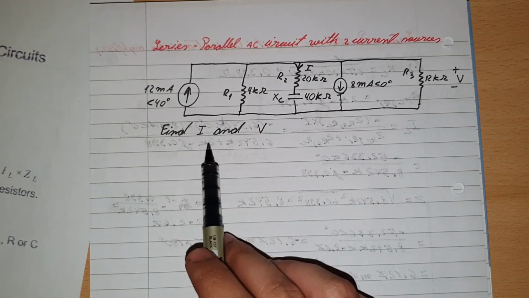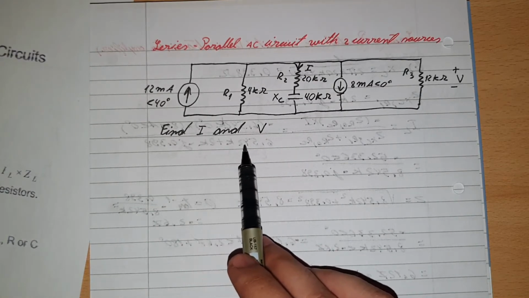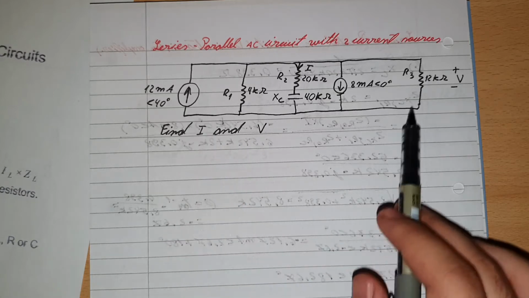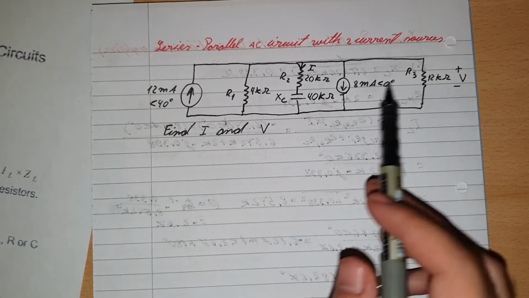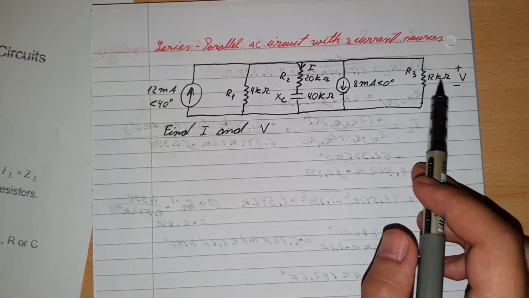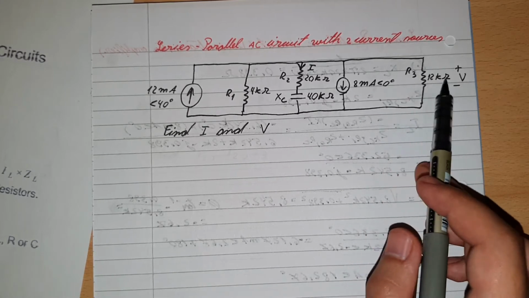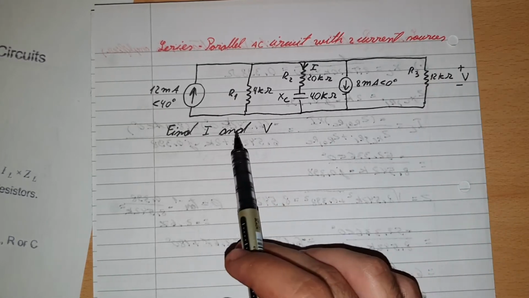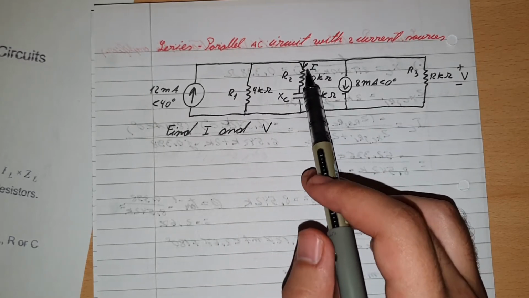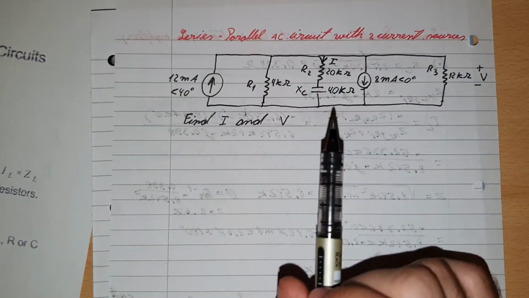Oh yeah, and what's being asked is to find the current and the voltage. Basically, we have to find the voltage across this resistor here, R2, no, R3, with this 12k ohms, and the current will be the current here that goes right in the middle.